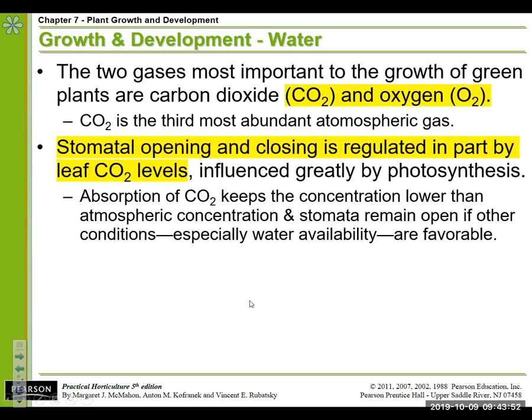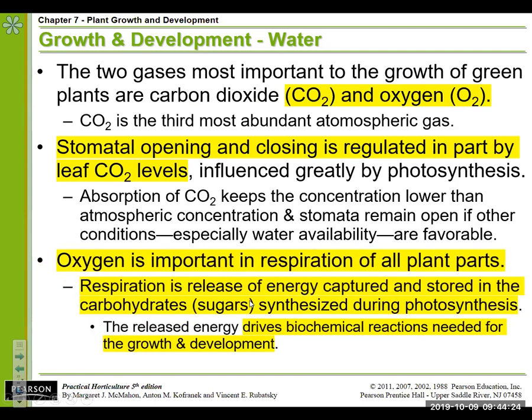The stomatal opening, the pores on the undersides of the leaves, is regulated in part by carbon dioxide levels in the leaves. That cue allows the plants to transpire and respire. So they release oxygen, take in carbon dioxide, and also release some water vapor, so that the plants can continue to maintain that turgor pressure and stand up properly.